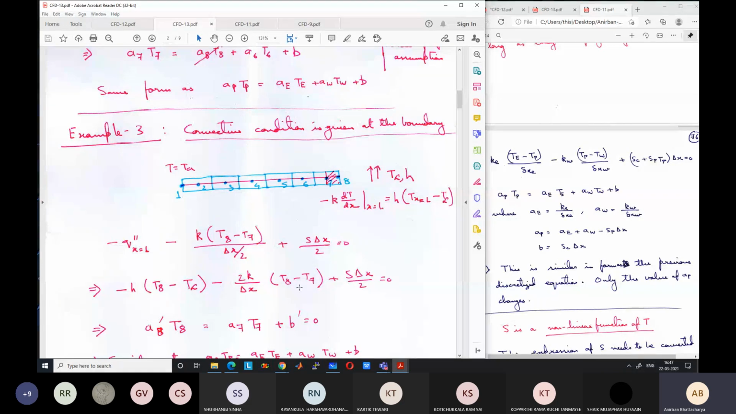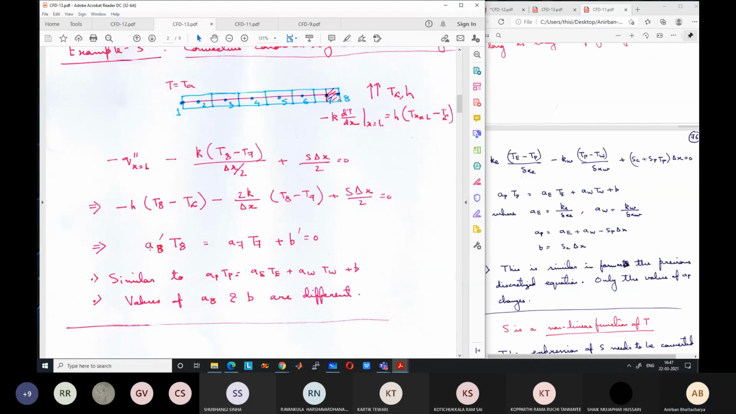Again, if you rearrange, you have only terms of T8 and T7. And whatever extra is there, like T infinity into h, S delta x, all this can be coupled together in the B dash term. So our final equation will be of the form A8 dash T8 equals A7 T7 plus B dash. Why am I writing A8 dash? Because we have an additional h in the coefficient. Instead of just this term, we have an additional h in the coefficient. That's why we are writing it like this. But it is also known. h is given to us. So ultimately, this is also a known form.